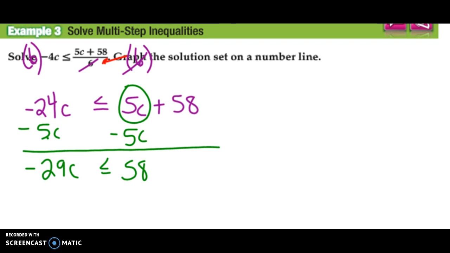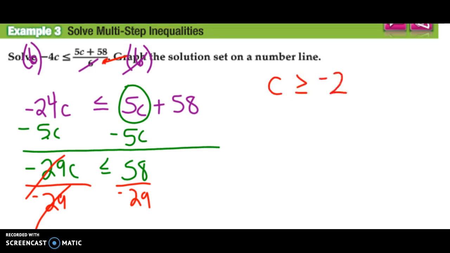So now I got to get c by itself. I have to undo multiplying by negative 29. So I divide by negative 29. Okay, those cancel each other out. And I'm left with c. Now notice my inequality symbol is going to switch directions because I divided by a negative number. So c is greater than or equal to negative 2.